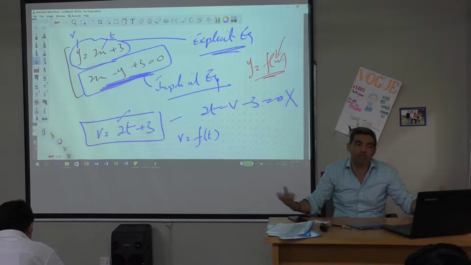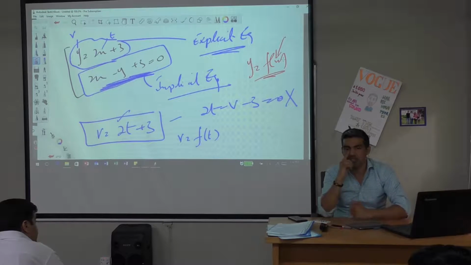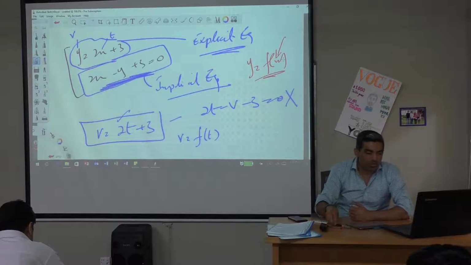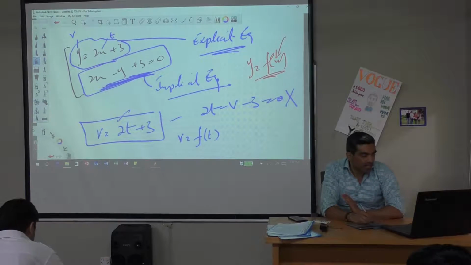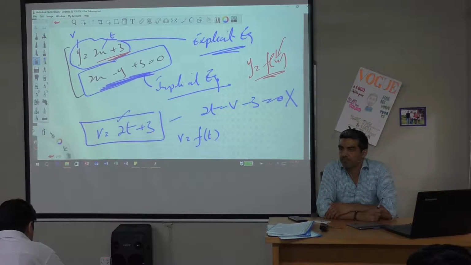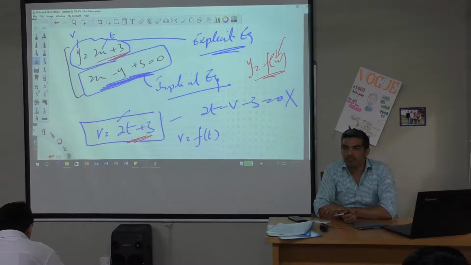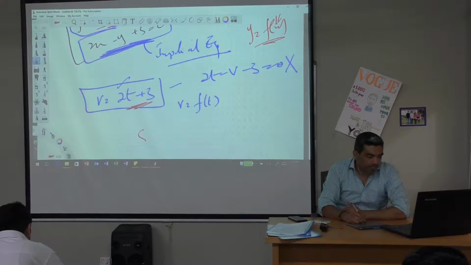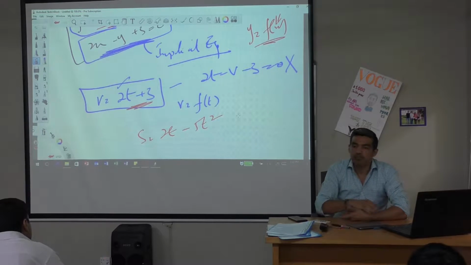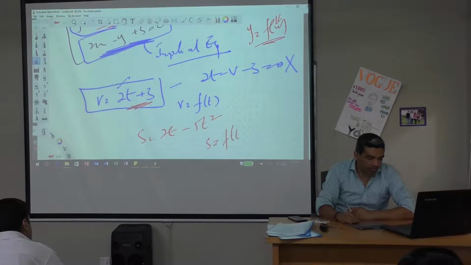So y and x don't have equal status. There's a clear-cut dependency involved here. So you explicitly say y is a function of x. Y is expressed as a function of x. Velocity is expressed as a function of time. Even displacement, let's say S, displacement is a function of time.